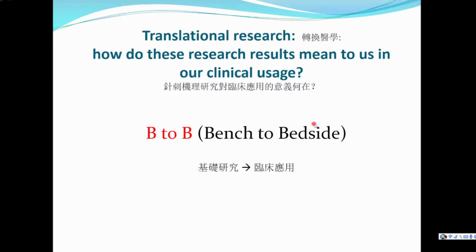Because of the time limit, I cannot go through more slides for the basic science research, but I just wanted to let you know. This really involves translational research. What does translational research mean? Every research you conduct in the lab, we have to use in clinical practice. So bench to bedside, B2B, right?